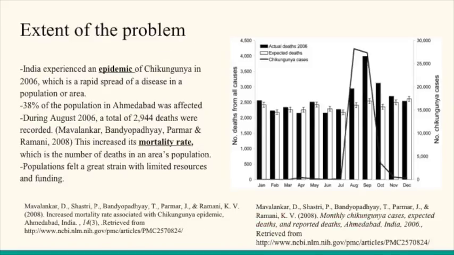Extent of the problem. An example of the worst epidemic caused by chikungunya was during 2006 in the country of India. 38% of the population in Ahmedabad was affected. While evaluating the graph on the right-hand side, we are able to tell that there was a high level of mortality rates in India during August and September.